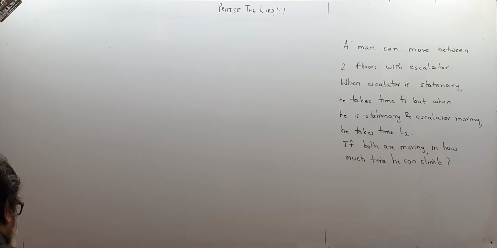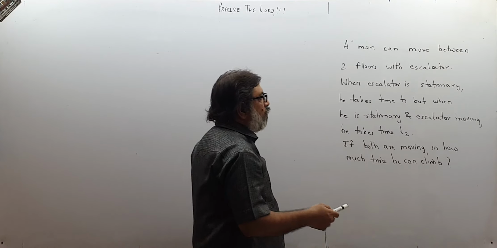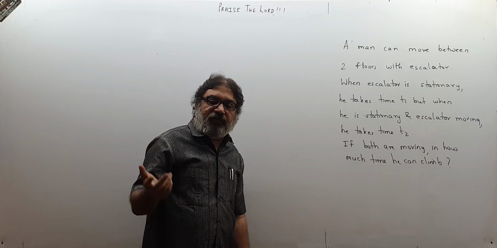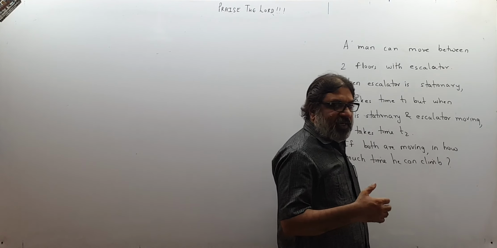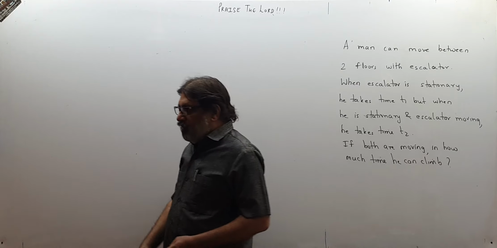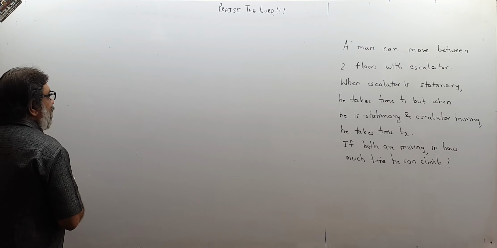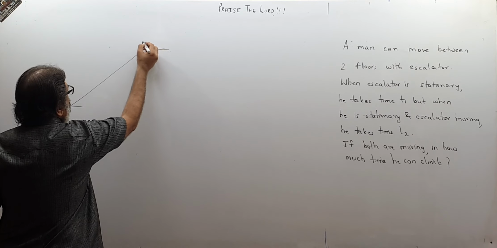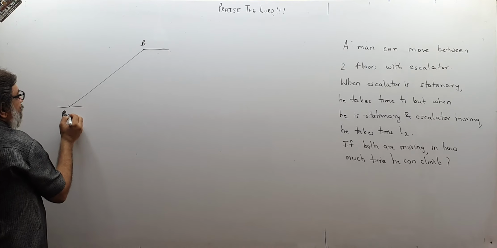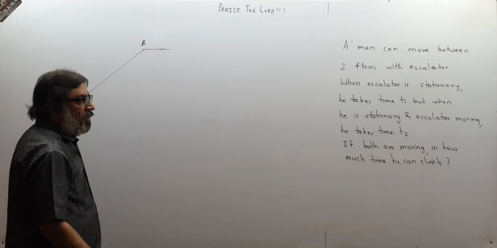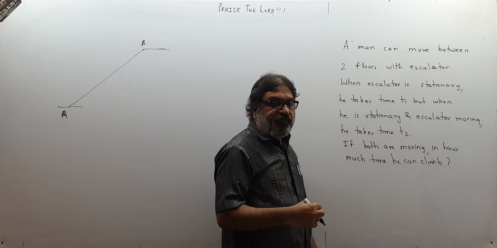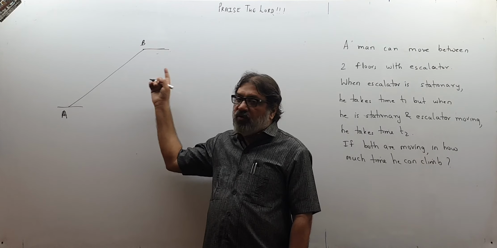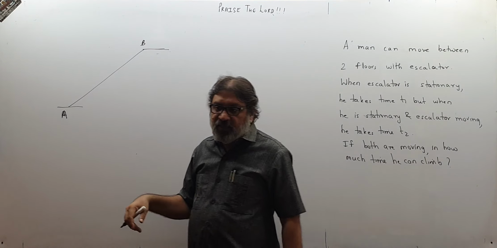A very interesting question, children. A man can move between 2 floors with an escalator. You must have been to shopping malls, and when you want to go from one floor to another floor, or even at airports, you must have seen moving escalators. Even at railway stations these days there are moving escalators. So supposing these are the 2 floors, floor 1 and floor 2, point B and point A, and this is a moving escalator. So a man can move between 2 floors with an escalator. When the escalator is stationary, supposing there is no power, he will have to go on his own and climb the floors.